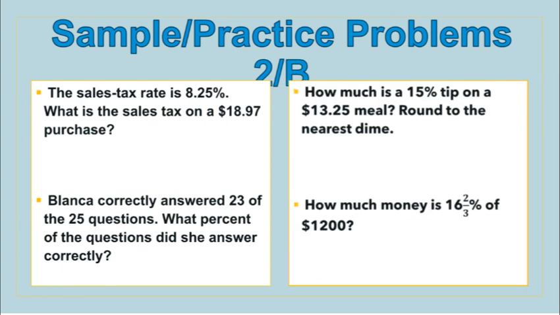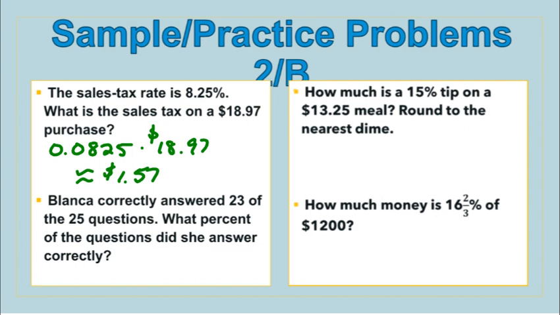Next, the sales tax rate is 8.25%. What is the sales tax on an $18.97 purchase? So 0.0825 times $18.97. I can grab my calculator here and do 0.0825 times 18.97. Here you'd have to round to the nearest cent. So this would be $1.57 once you round it.